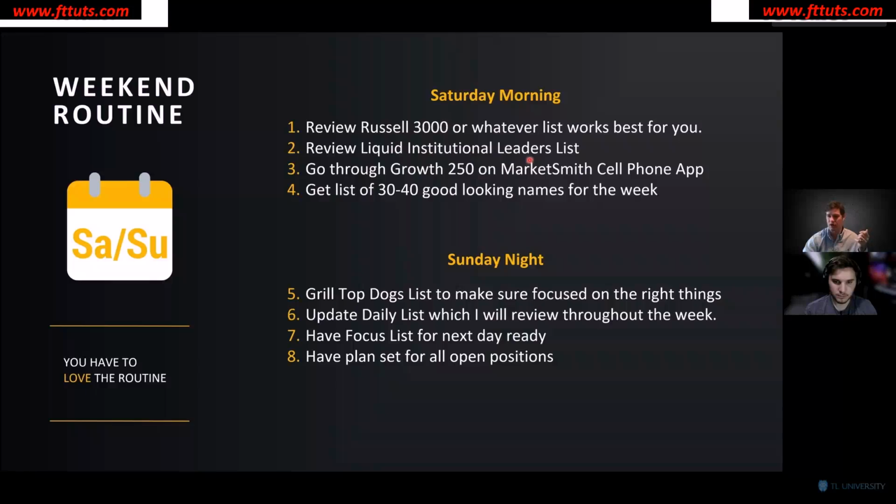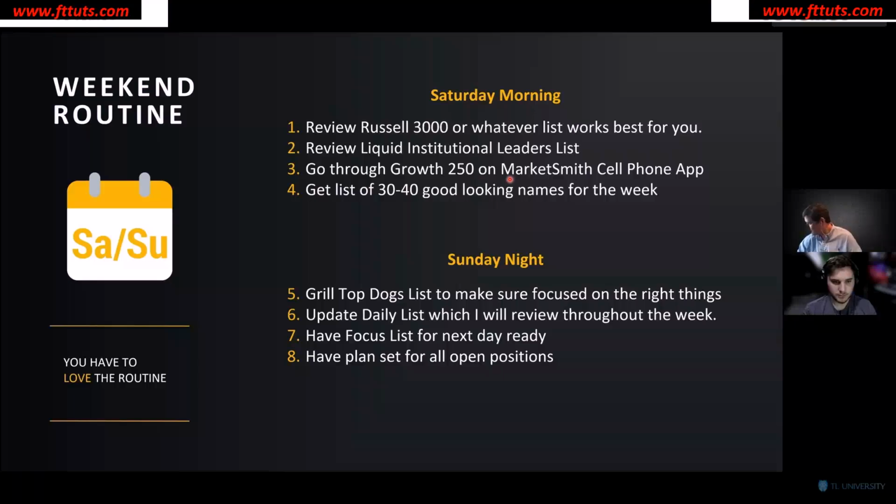This is often where I find some of my winners because I've traded them before and they've worked for me before. And then maybe they just needed to consolidate or rest. Once they set up again, I'll pick up on them on here. Then this is the main thing I actually, well, it's probably the second main thing, but with MarketSmith, I love their cell phone app.